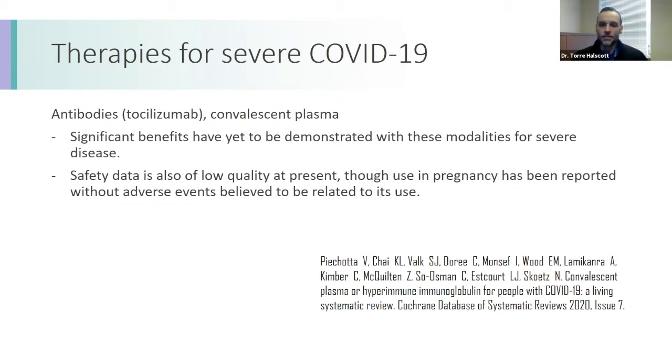Safety data is not certainly robust for use in pregnancy. However, there's definitely been descriptions of convalescent plasma and these other antibodies utilized, and significant adverse effects have not been related. So again, having those discussions with patients, weighing the risks and benefits is an appropriate discussion to have, and these medicines can be utilized as needed.